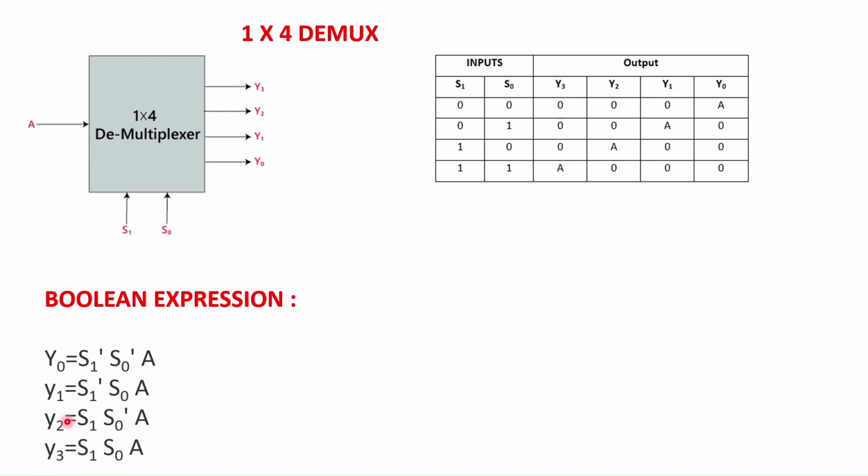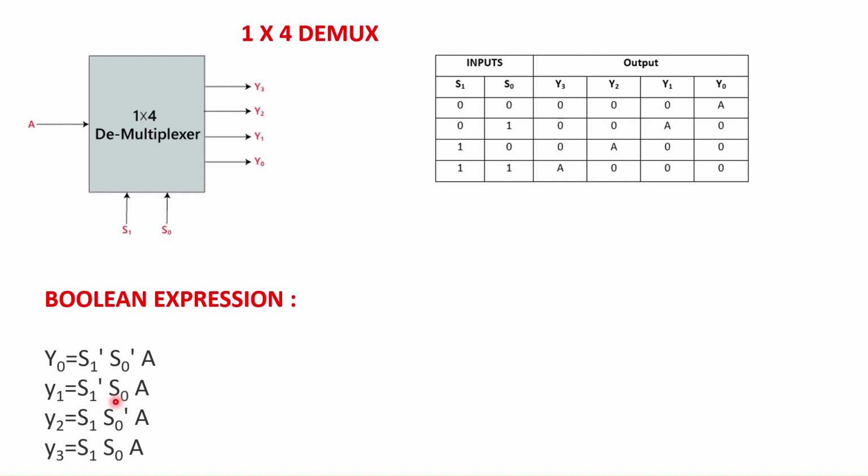The input A will appear across Y0 when both the selection inputs are 0, so both the terms are written in complement form. The input A will appear across Y1 when S1 equal to 0, so S1 bar into S0. S1 equal to 1. The input A will appear across Y1 when S0 equal to 1.